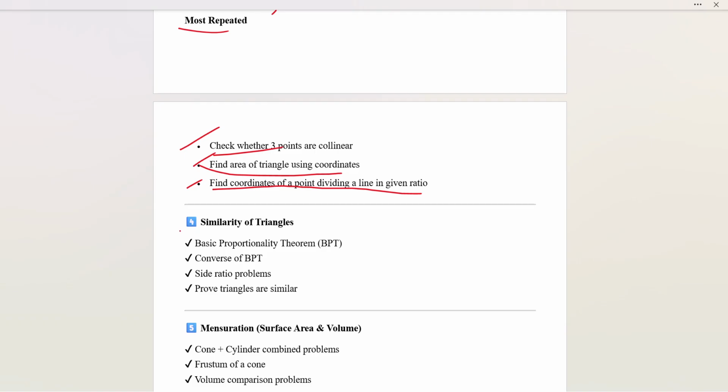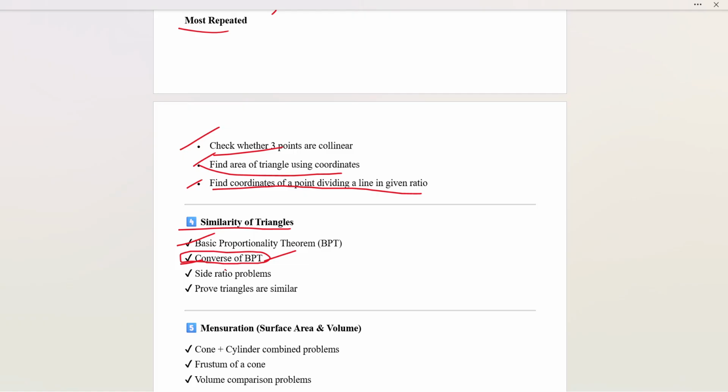Next is similarity of triangles. From here, the basic proportionality theorem, which is the BPT theorem, is a famous theorem for the board exam. The converse of BPT is a rare case, but it is also a hot question for 4 marks or 3 marks. So prepare the converse of BPT also. They also ask the Pythagoras theorem, and in rare cases the converse of the Pythagoras theorem, for 3 marks. So prepare both theorems.